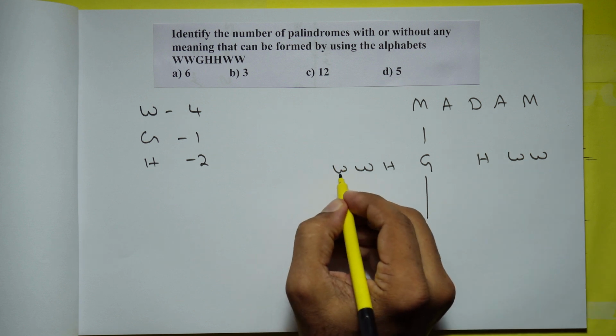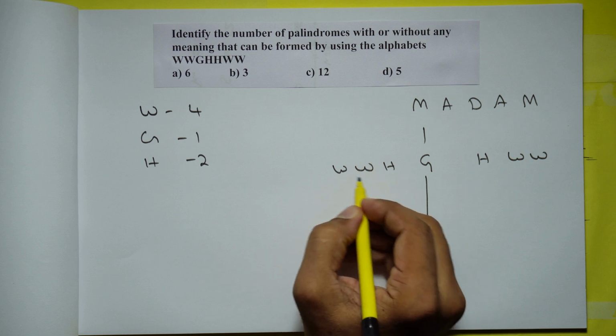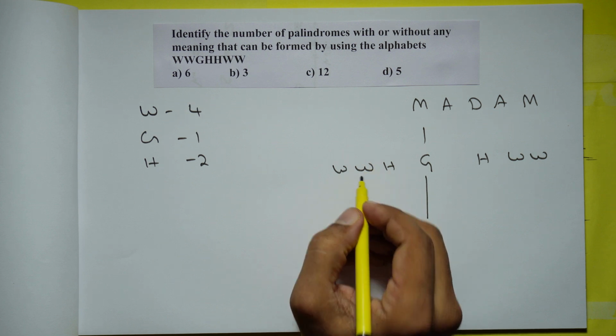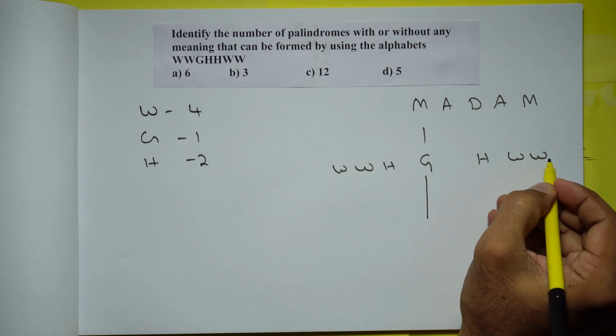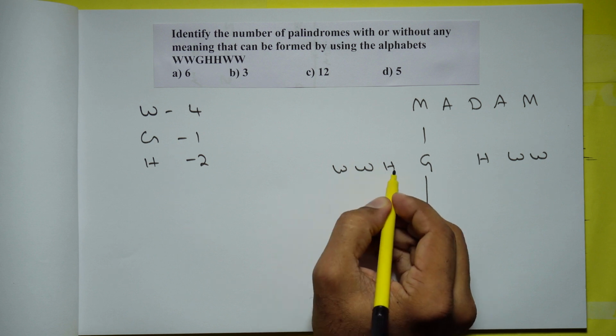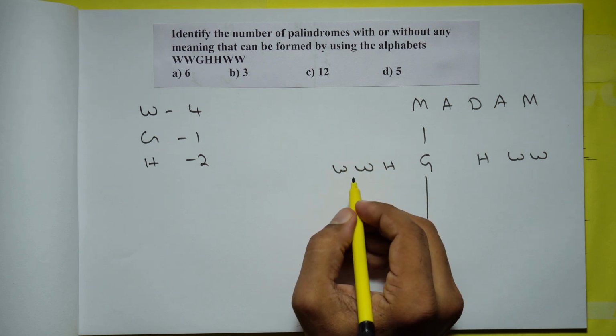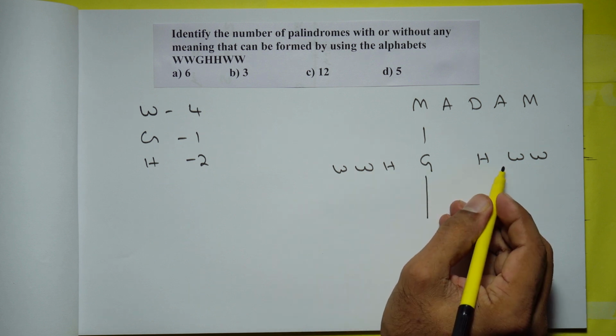Now, here you have 2 W's and 1 H. And these 3 alphabets you can interchange in any way you like. Whichever way you arrange, the same arrangement should be here from this direction. So, the basic question is 2 W's and 1 H. In how many ways can they be interchanged? And each arrangement will give you one specific palindrome.